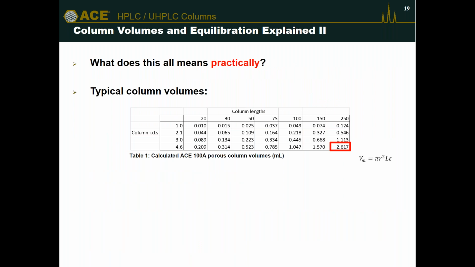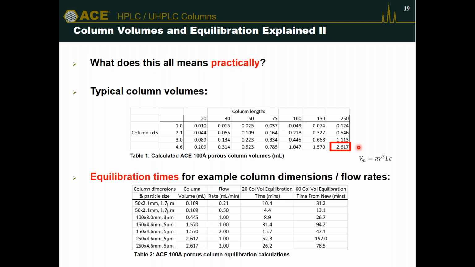So for a simple calculation for column volume, you can see on the screen there using the equation I showed you before. Here I've highlighted across the top the lengths of column, and down the side the column internal diameters, and I've calculated out the volume of columns. We can see there a 250 by 4.6 column has a column volume of 2.617 milliliters. But what does that mean in time?